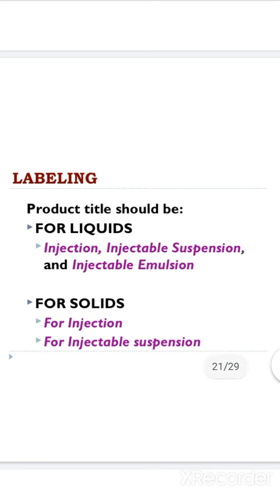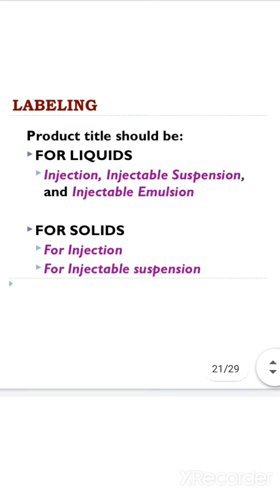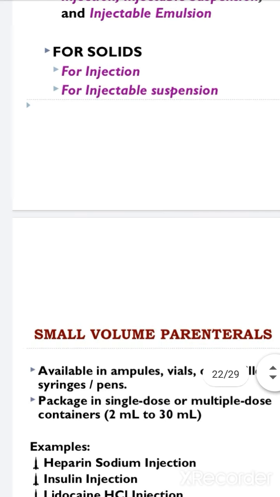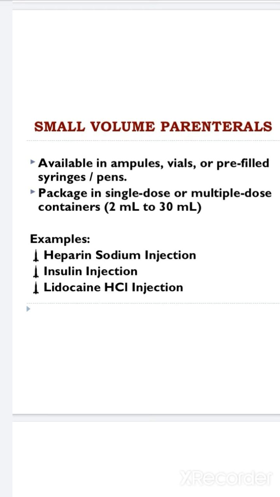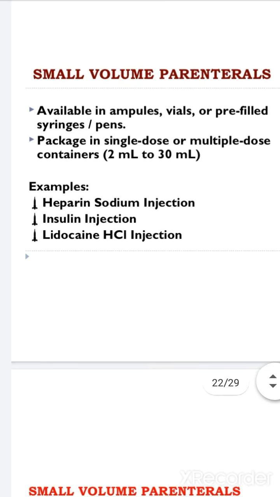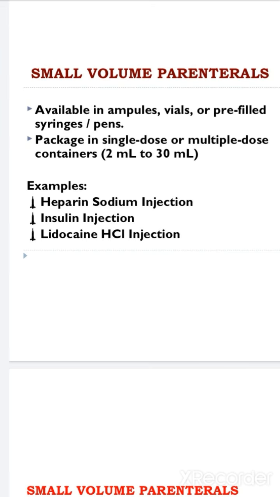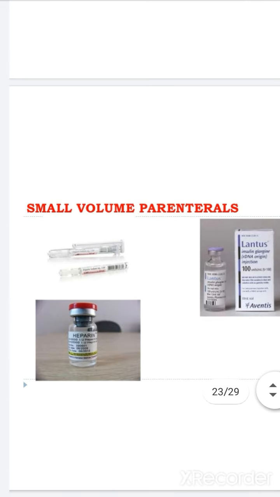Small volume parenterals, very important. It should be in every exam: small volume parenterals and large volume parenterals. Small volume parenterals are available in ampoules, packaged in single dose or multiple dose, about 2 to 30 ml. Examples are heparin sodium injection and insulin injection. Some small volume parenterals should be in ampoules or syringes.